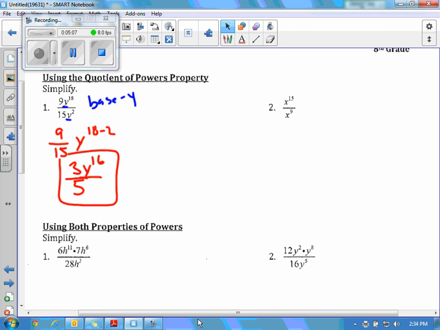For number 2, we have a common base of x, so I just write x, and then I'm dividing, so I subtract the exponents. 15 minus 9, so I get x to the 6th.